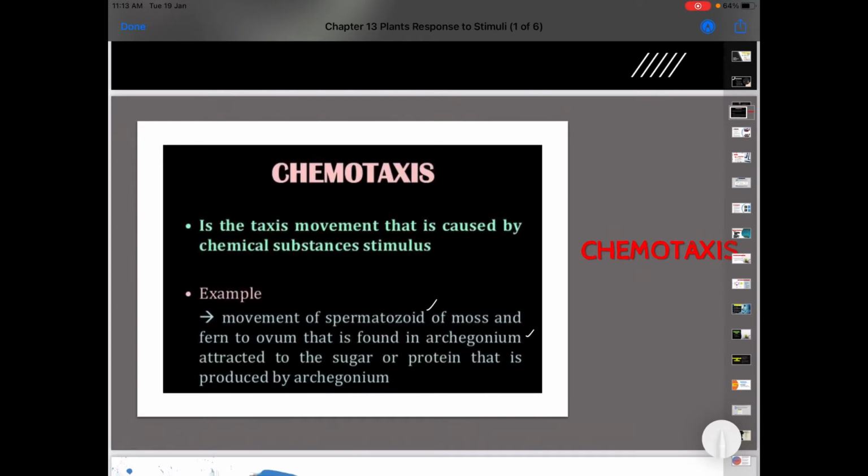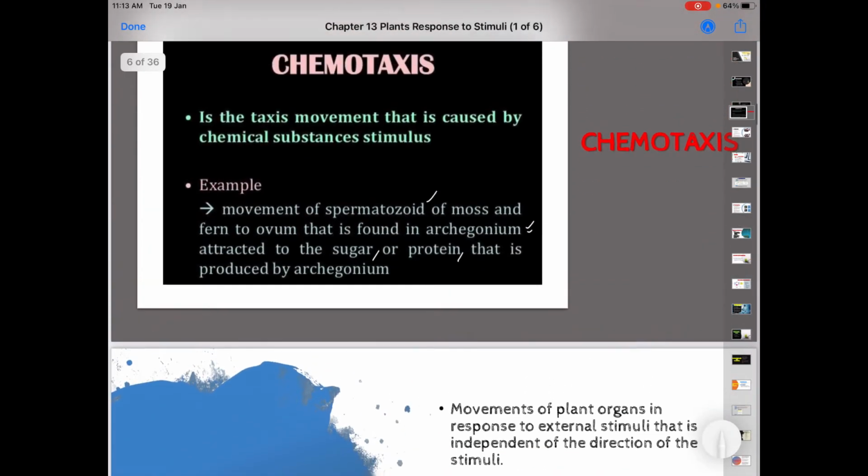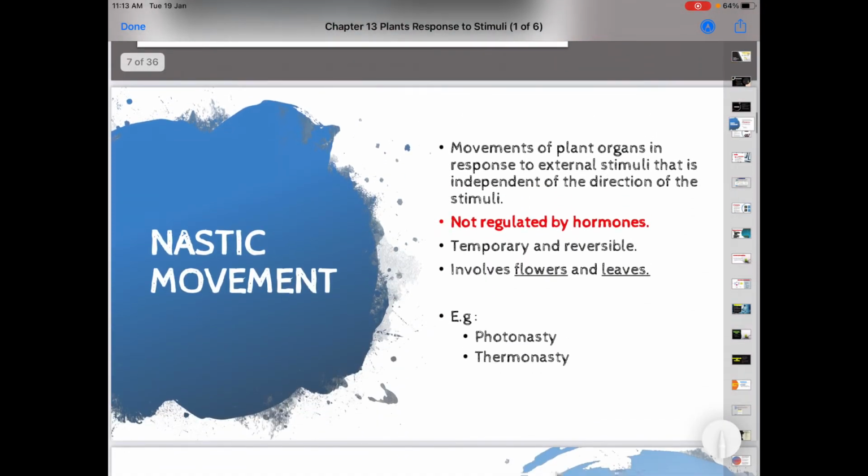Normally sperm will look for eggs, that is the norm. So in order to attract the sperm, the Archegonium will produce a sugar or protein, which are chemical substances that attract the sperm, so that the sperm will go to the Archegonium according to the presence of the chemical substance. So that is one example of chemotaxis.